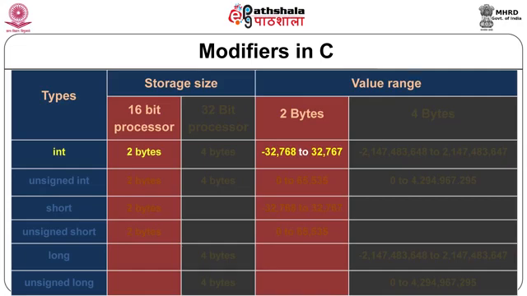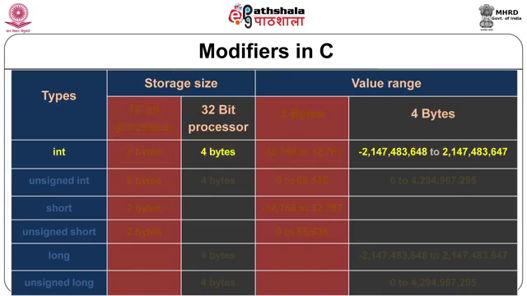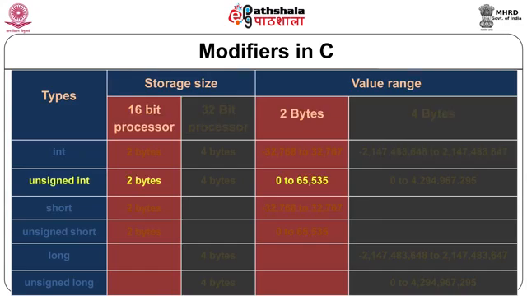Then modifiers in C. If we are using a 16-bit processor, 2 byte, that is 16-bit of memory, will be allocated for integer data type. Likewise, 4 byte, 32-bit of memory, for a 32-bit processor. In this tabular form of modifiers in C, we can see different data types, their storage size and value range. For integer data type, storage for a 16-bit processor is 2 byte.